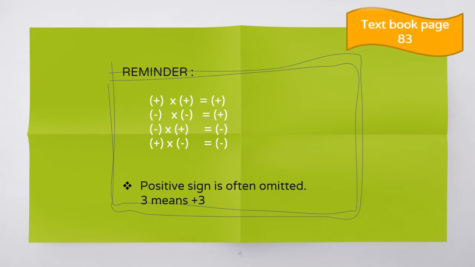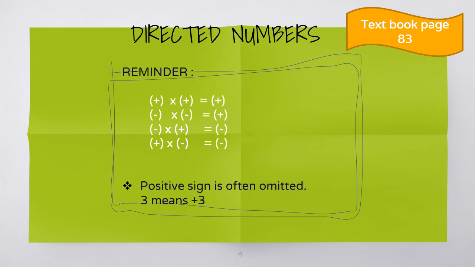Next we are going to talk about the directed numbers. Actually this is a reminder. Turn to the textbook page number 83 and now listen to me carefully. Now this is about multiplication of directed numbers. If we are multiplying 2 positive numbers, you are getting the answer as positive. If we are multiplying 2 negative numbers also, we are getting the answer as positive.